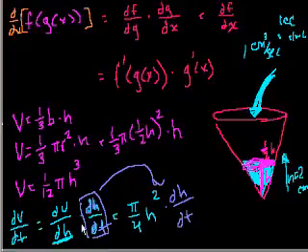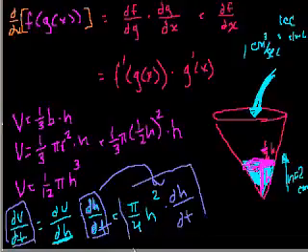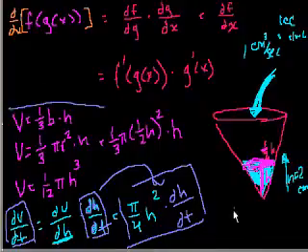So you're saying, Sal, what have you now done? I said the rate at which the volume is changing with respect to time is equal to pi over 4 times the height squared times the rate at which the height is changing with respect to time. So can this solve the problem for us?